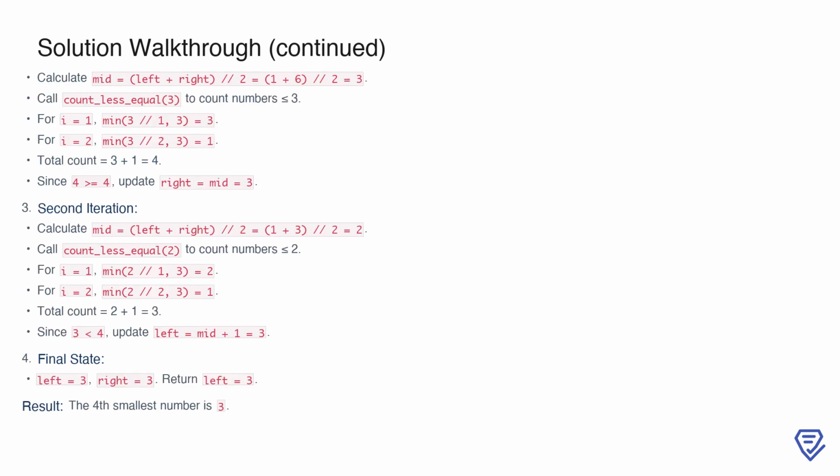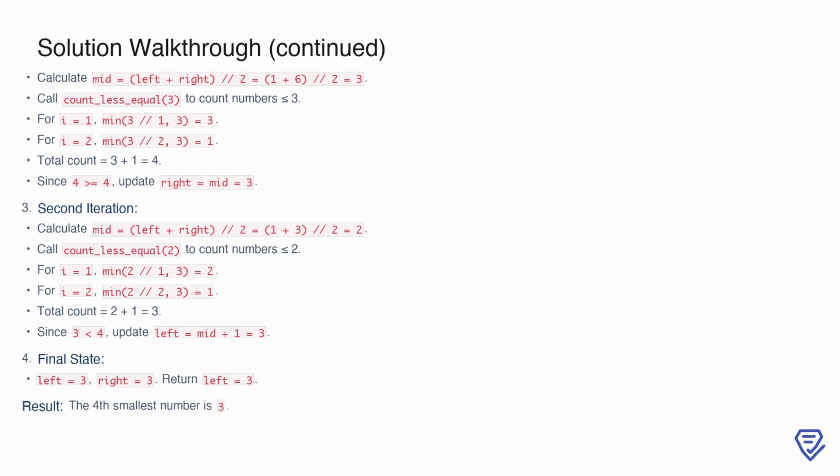In the second iteration, we calculate a new midpoint as mid equals (1 + 3)//2 equals 2. Using count_less_equal 2, we find there are 2 numbers from the first row and 1 number from the second row that are less than or equal to 2, giving a total of 3. Since the count is less than k equals 4, we update left to mid plus 1, making left equals 3.